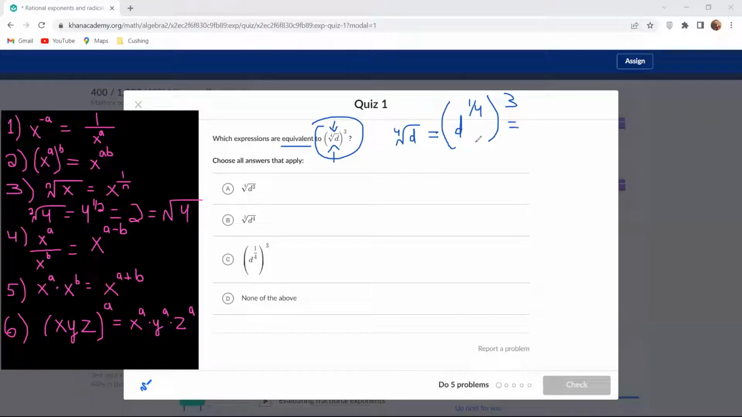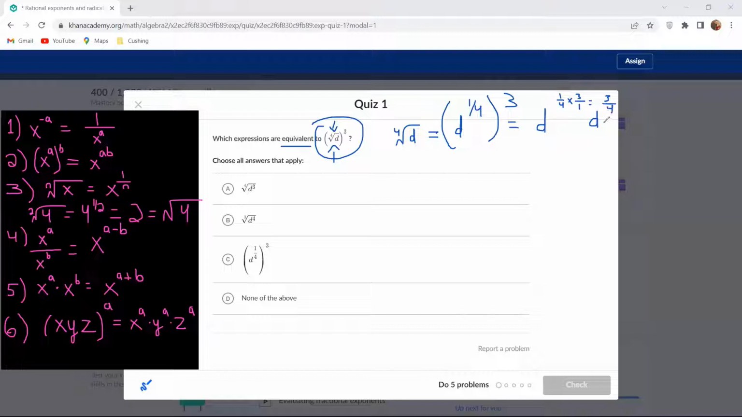So now what we can use is rule number 2. When we take something raised to an exponent and raise that to another exponent, we're going to multiply the exponents. So this is going to be d raised to the 1/4 times 3. I like to write that as 3 over 1. And this is going to give me d to the 3/4.